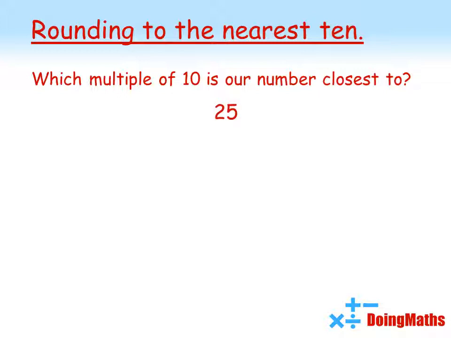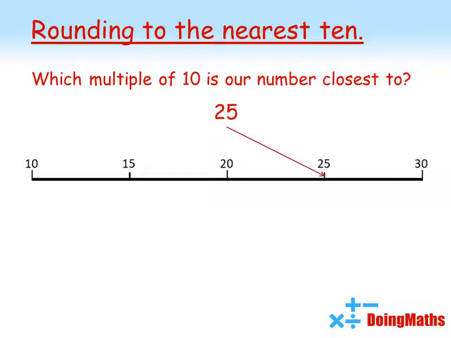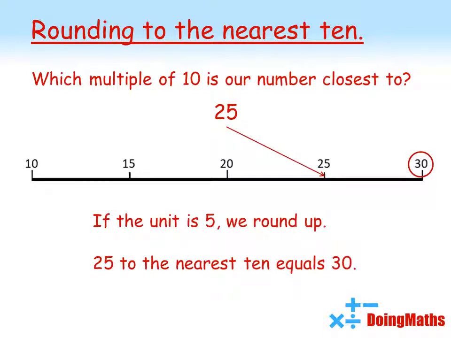What about if we wanted to round 25? So let's put it on the number line again. There it is. Now 25 is right in the middle of 20 and 30. What we say our convention is, if there's a 5 at the end, we round upwards. So 25 to the nearest 10 would round to 30.